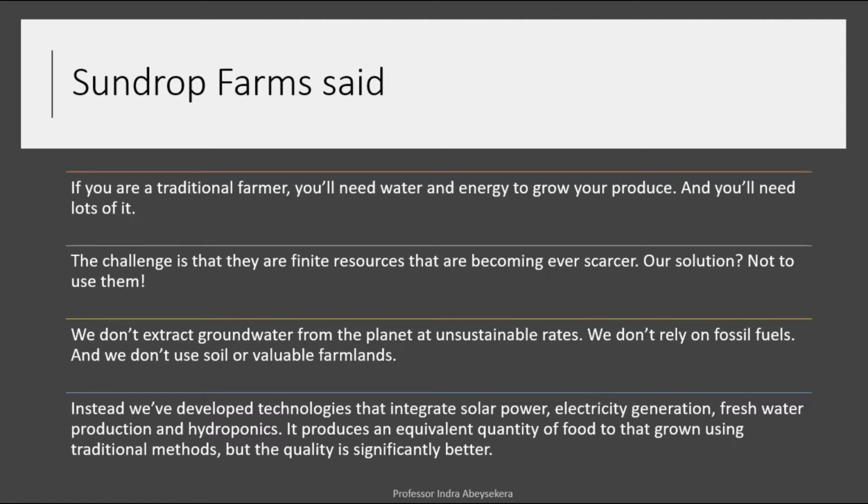We don't extract groundwater from the planet at unsustainable rates. We don't rely on fossil fuels, and we don't use soil or valuable farmlands. Instead, we have developed technologies that integrate solar power, electricity generation, freshwater production, and hydroponics. It produces an equivalent quantity of food to that grown using traditional methods, but the quality is significantly better.